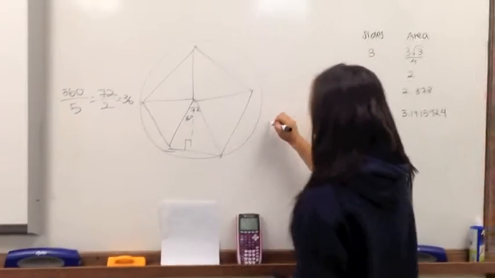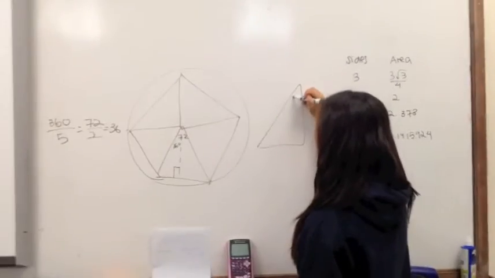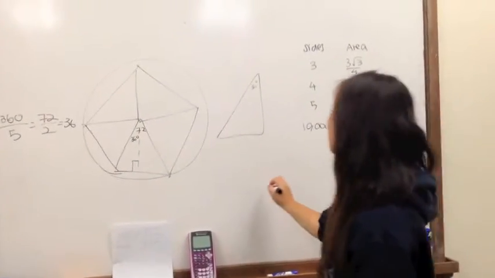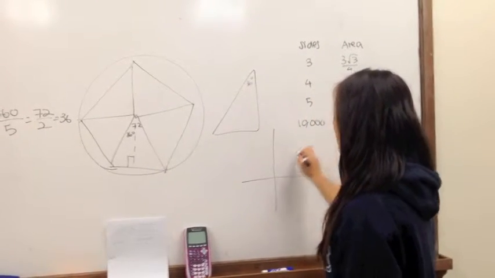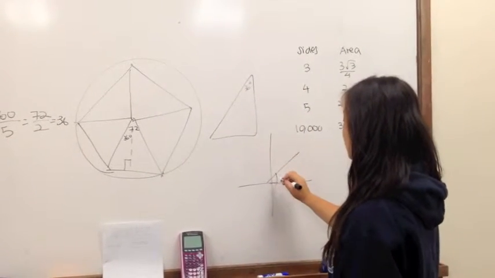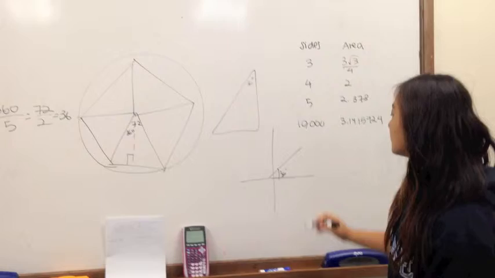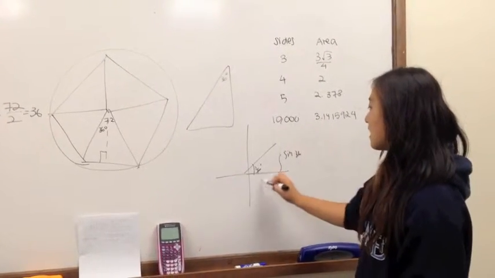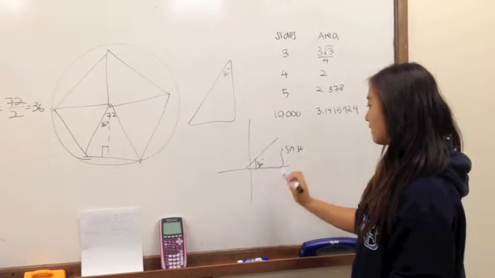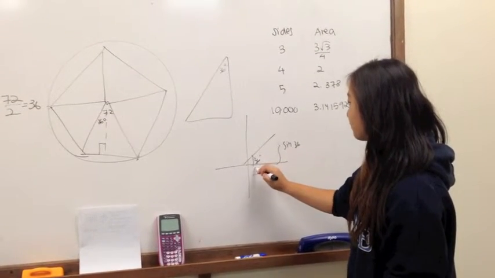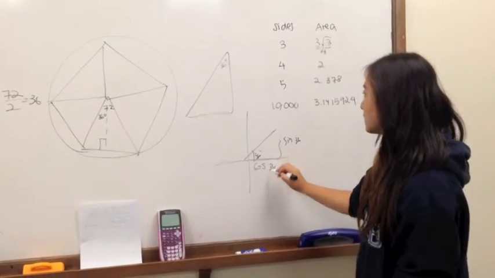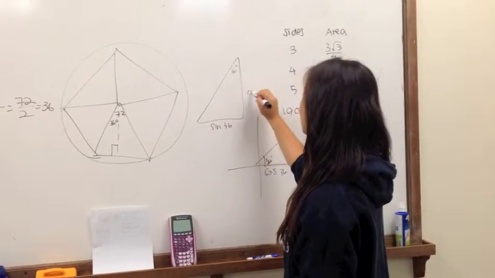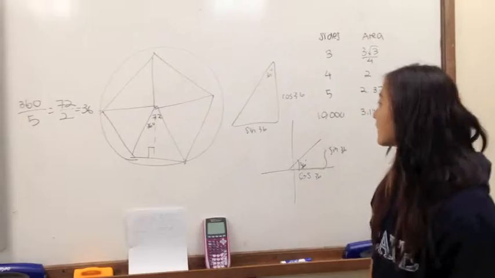If we take this out here, this would be 36 degrees, and to find these, you flip this triangle over and put it on a graph. And that would be like this. This is 36 degrees. And we see that the height of this is going to be sine of 36. And the length of this is going to be cosine 36, which means this is sine 36, and this is cosine 36.